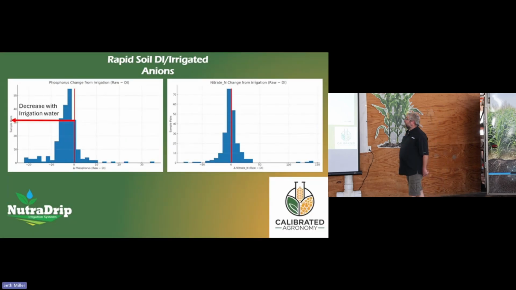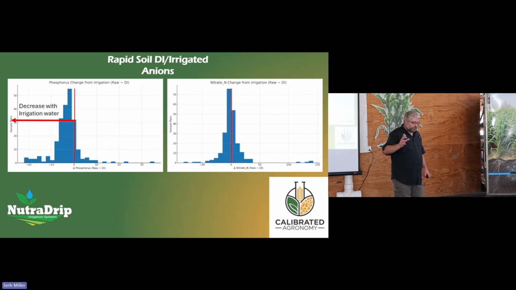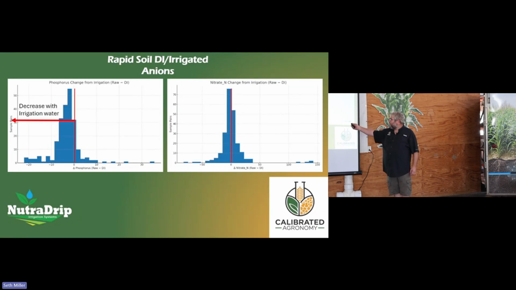So we go to the anion side, and phosphorus. I think Tim hit on this. We are challenged to keep phos in the soil solution when we use irrigation water pretty much everywhere we go. In general, I mean, we have a few sites where it increases, and sometimes it increases quite a bit, but in general, we are always going the other way.